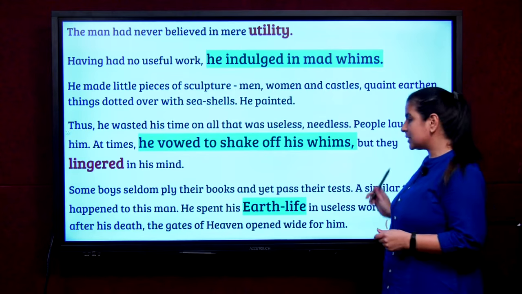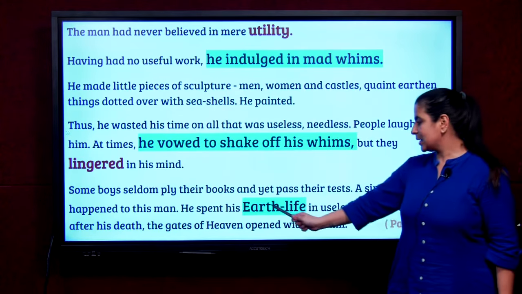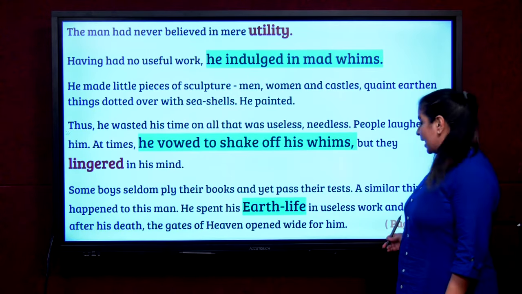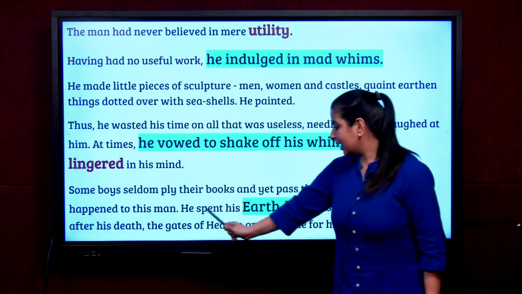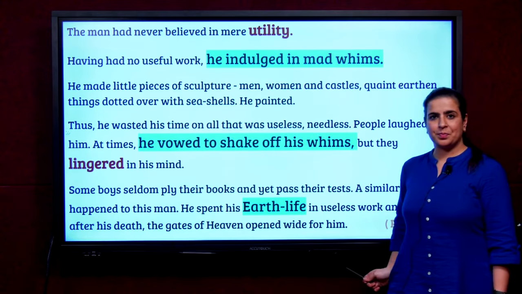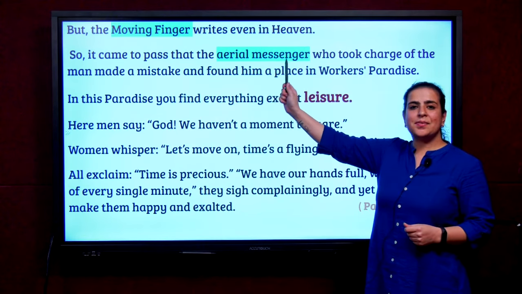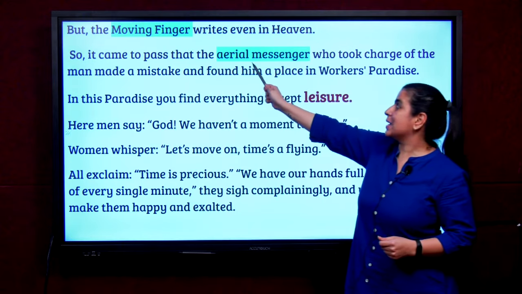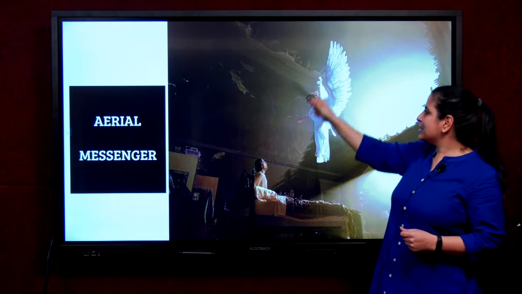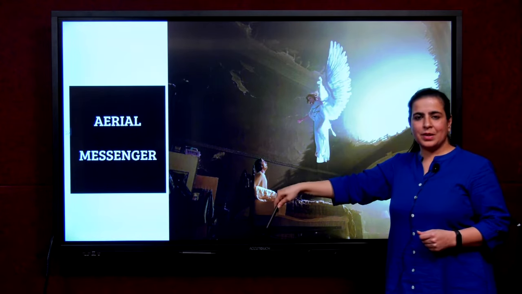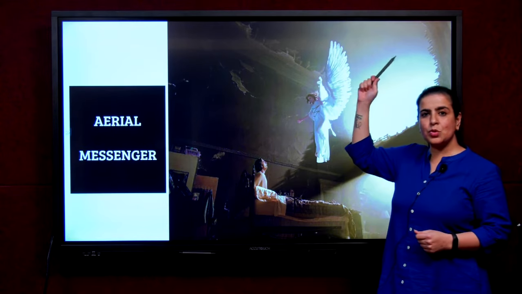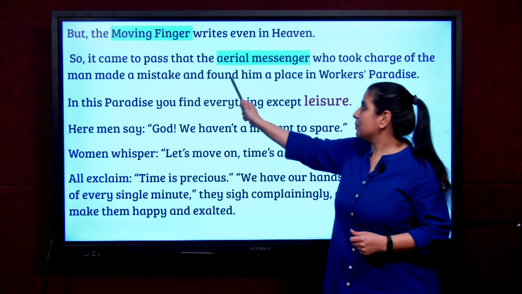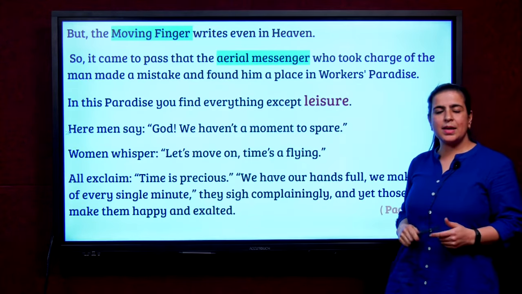So same happened here. A similar thing happened to this man. He spent his earth life, whatever time he spent on earth, in useless work. And yet, after his death, the gates of heaven opened wide for him. But the moving finger, his fate, his destiny writes even in heaven. So it came to pass that the aerial messenger, this is the aerial messenger, she came down to take him, right? She was the messenger who was supposed to take him to paradise. She was in charge of the man and she made a mistake and found him a place in workers' paradise.